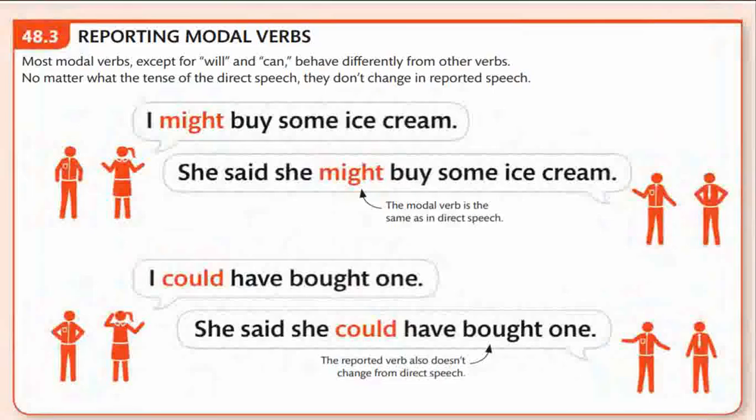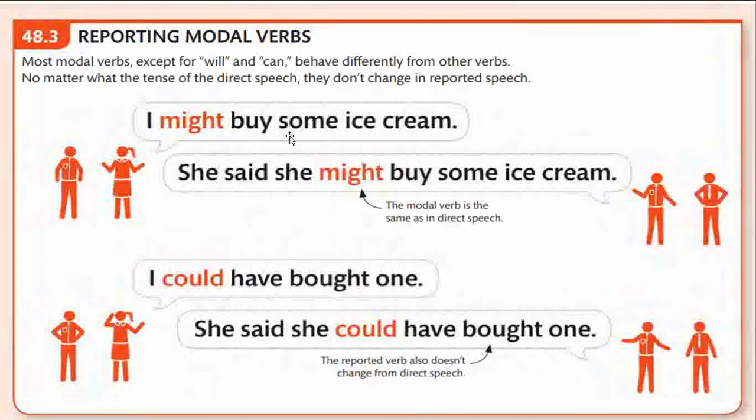The next pointer that we have is reporting modal verbs, that is can, could, should, will, etc. Now most modal verbs except for will and can behave differently from other verbs. For example, will changes to would and can changes to could, making the sentence formal, but other modals remain the same. No matter what the tense of the direct speech, they don't change in reported speech.